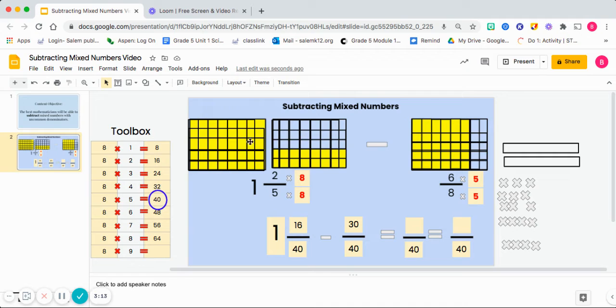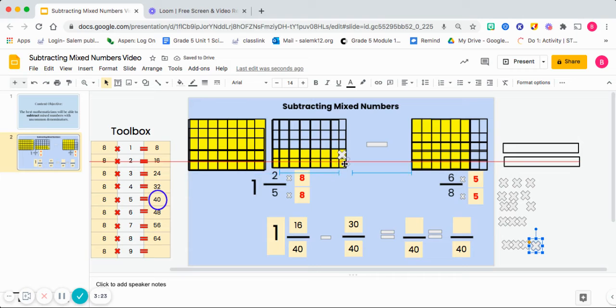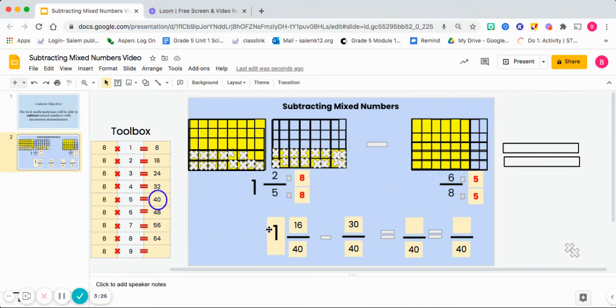Starting with our original mixed number here, our 1 16/40, we are going to take 30/40 away from that. So I am going to bring in these x's here to cross off the different pieces. Now that we have crossed off 30/40, we can go ahead and find our answer by counting up the rest of this yellow here.